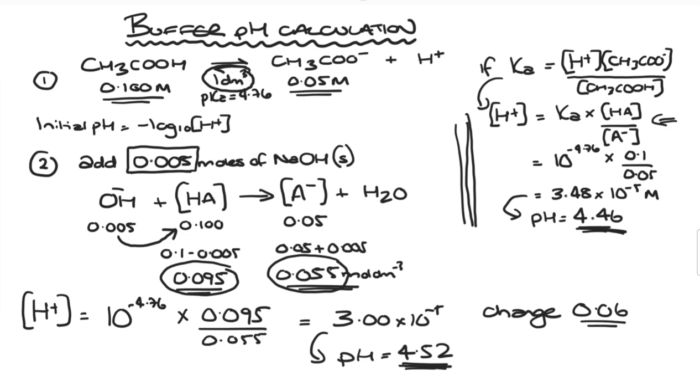So if you wanted to have a look at that calculation, 0.005 moles into 1 litre of water at pH 7 should give you a pH of 12.7 after you've manipulated Kw. You can try that one on your own, but as I say, for buffers, this will give you a change of 0.06.